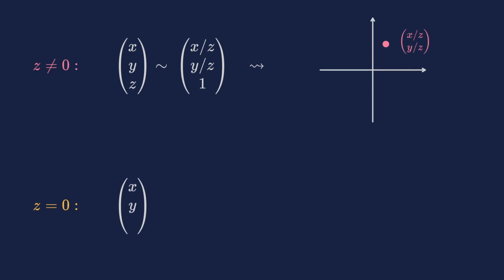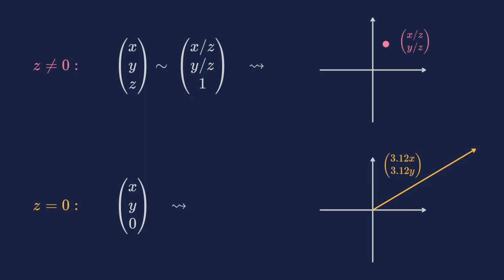And for vectors with a z coordinate of 0, this immediately works as we wanted. Their x and y components represent a direction, and any multiple will give the same direction. This way, there's never confusion which point any such homogeneous coordinate vector represents. Note that we have to exclude the 0 vector as a potential representative.